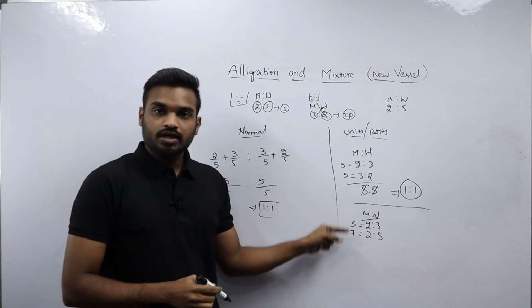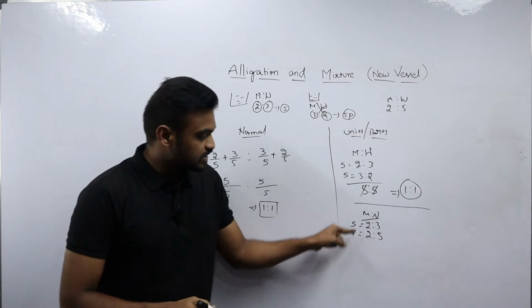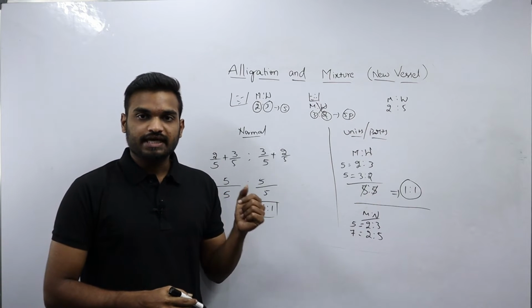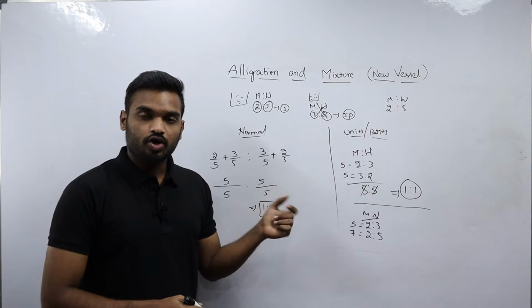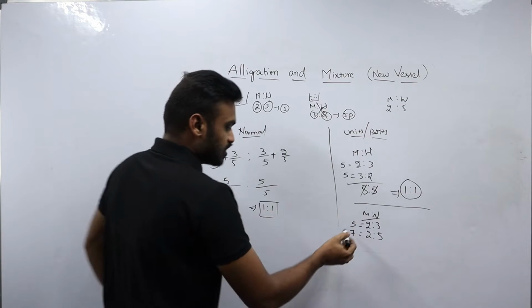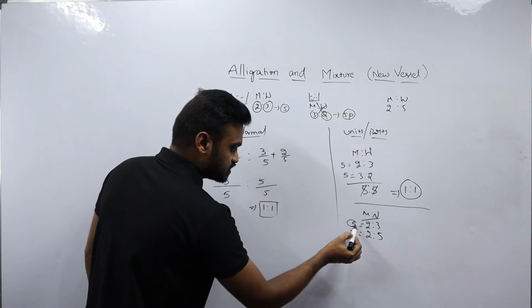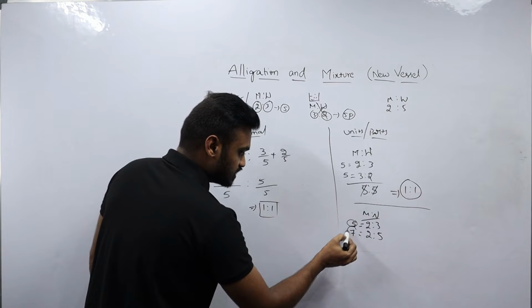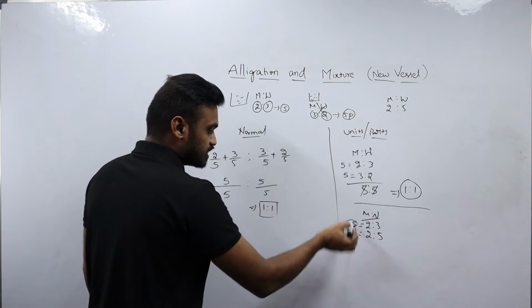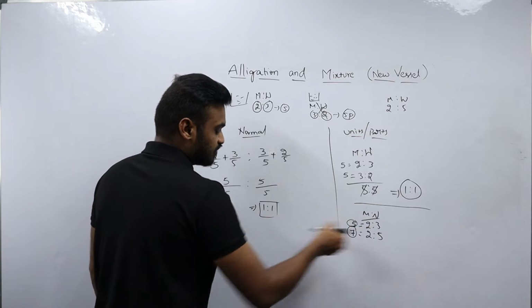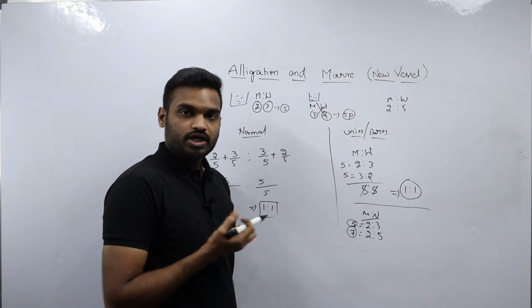Now here, the total parts are different in the first vessel and second vessel. So we can't directly add them. Now we need to equate both parts. How can we equate them? See here, the total parts in the first vessel is 5 parts and in the second vessel is 7 parts. So these are not equal. We need to make these parts equal in both the first and second vessel.